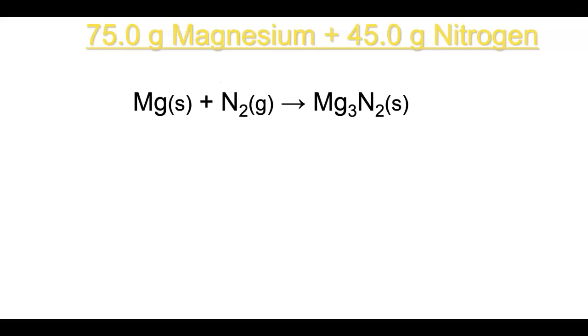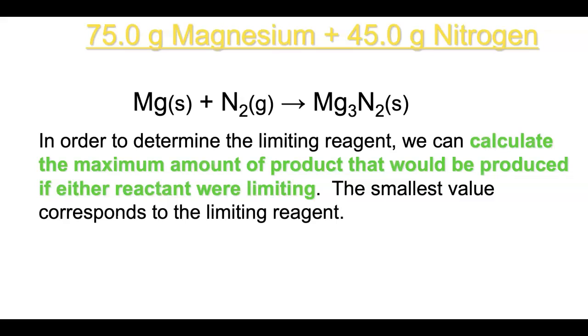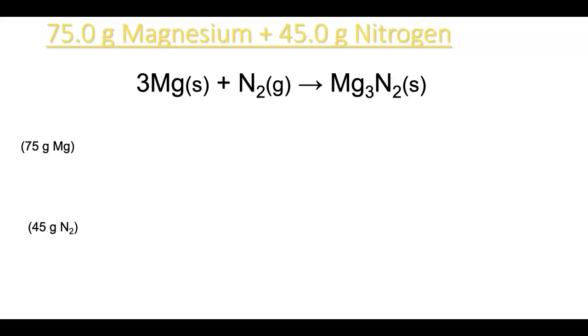And if we had 75 grams of magnesium and 45 grams of nitrogen, how much of this product can we make? Which ingredient, which reactant is going to be our limiting factor, or our limiting reagent is what we often call that. And so once again, start with what you're given in both cases. Convert those grams to moles. So you would use your molar mass.